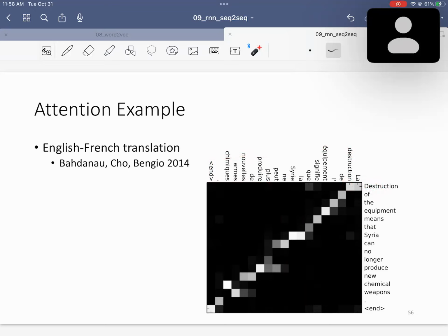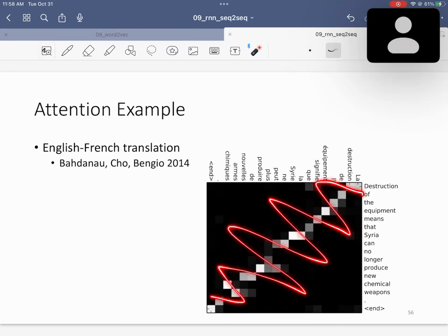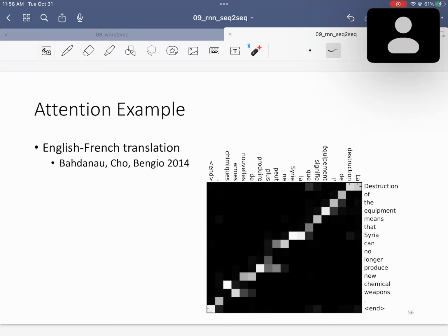And interestingly, because they're all Latin-based languages, you can see a diagonal line forming here. But if it was between English and Korean, then it would go all the way around, because the structure of the sentence is very different between English and Korean.